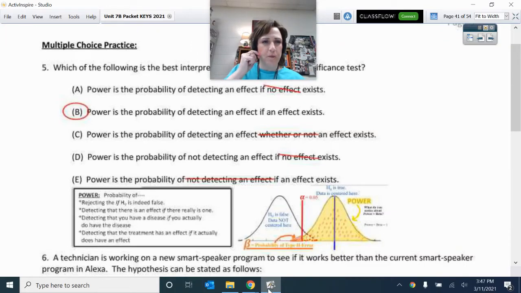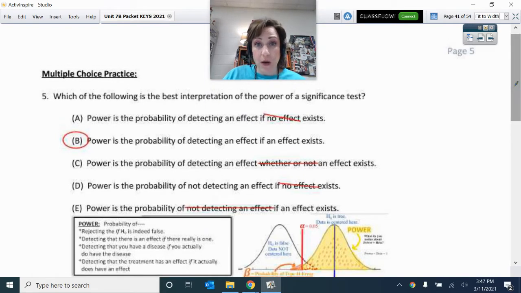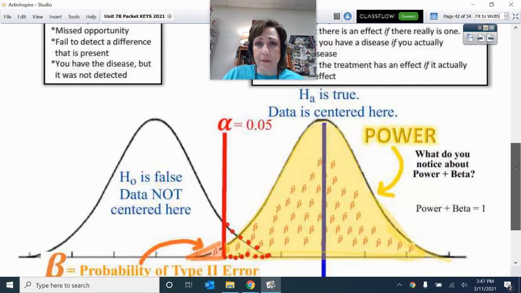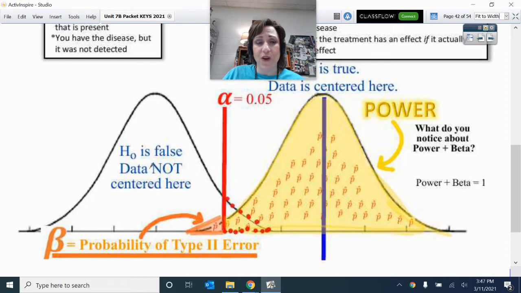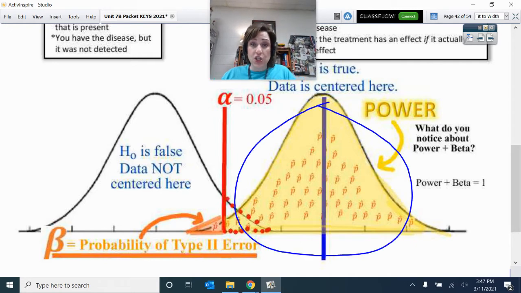All right, let's do our multiple choice. Here we go. So we're first talking about several questions relating to power. And so what we want to remember, and I have a picture of it here, is that power happens if that null is false. And we have all of our data over here on the right, where we have all these samples to lead us to reject that null hypothesis.